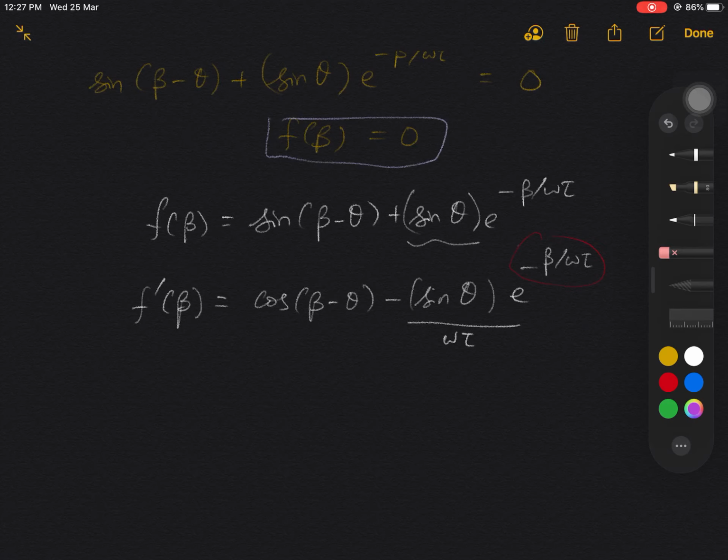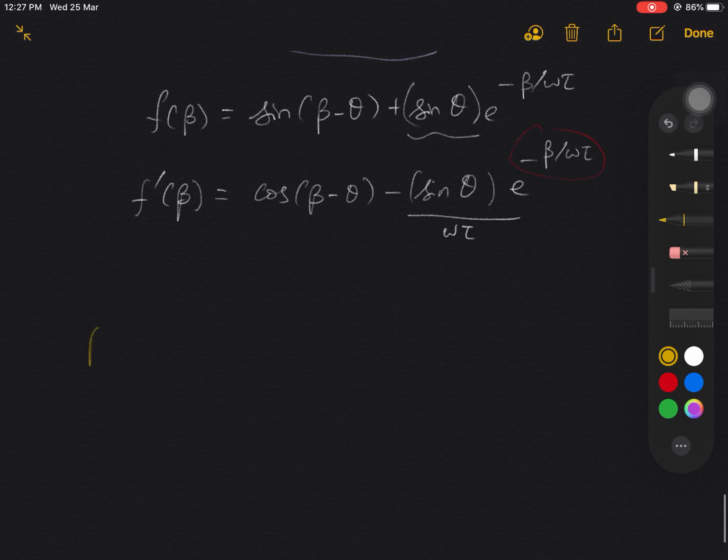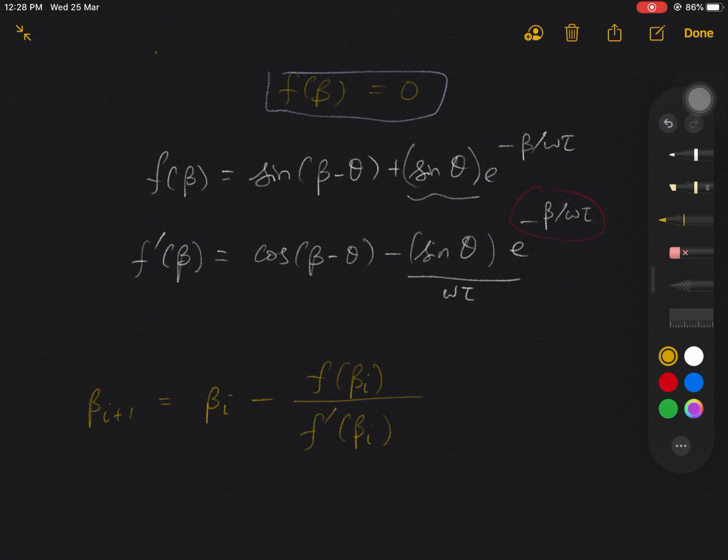So the algorithm for this particular problem can be written as beta i plus 1 equals beta i minus f beta i divided by f prime beta i. So we substitute this equation into the numerator, and the second equation into the denominator.